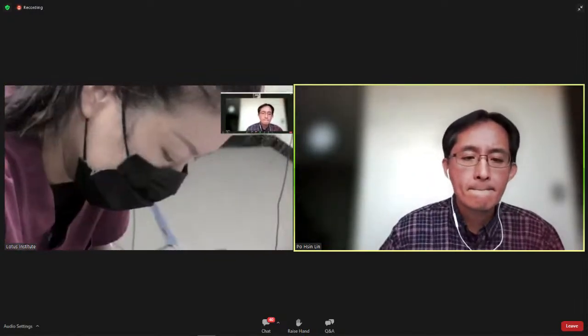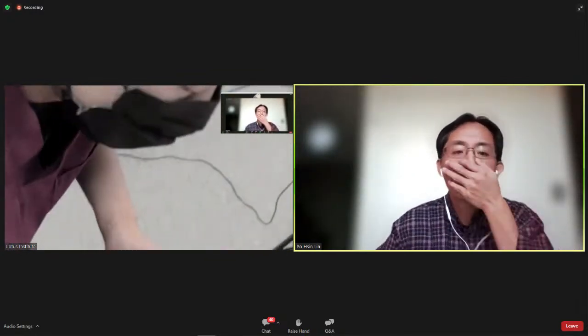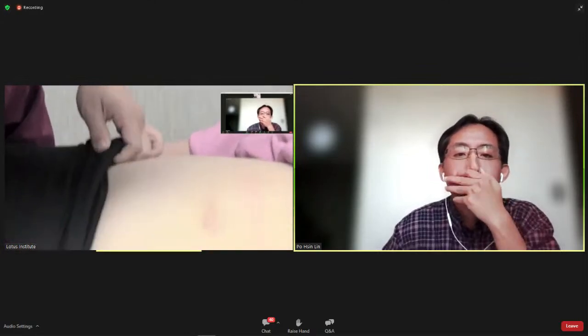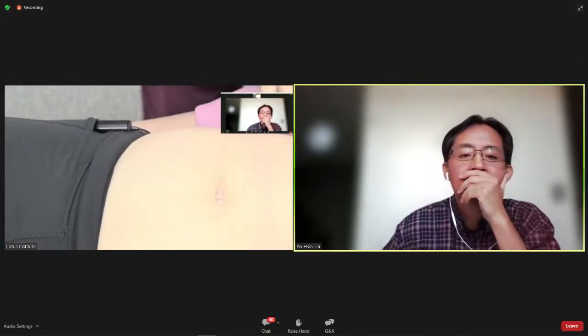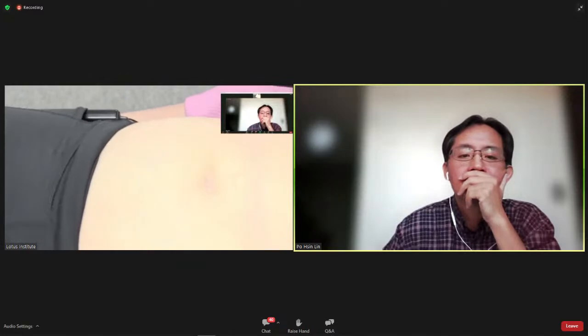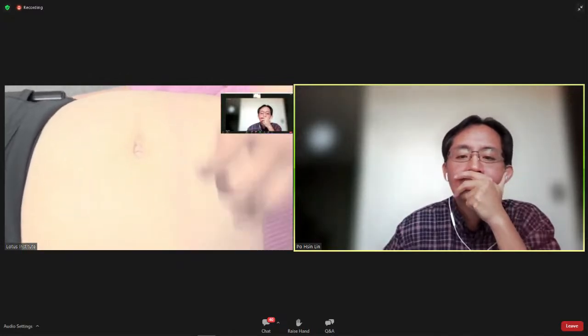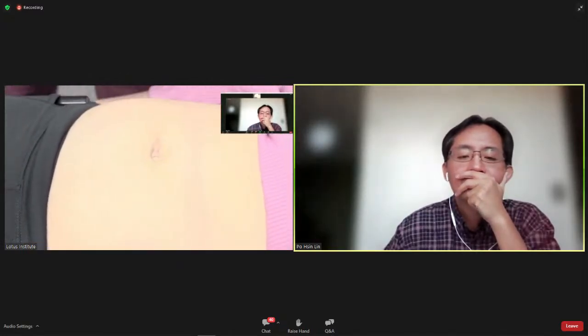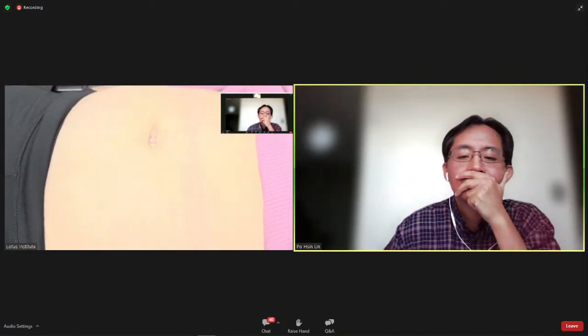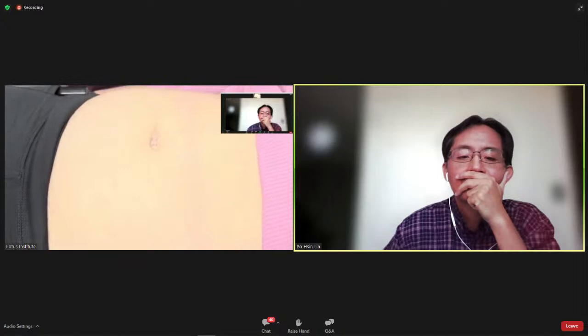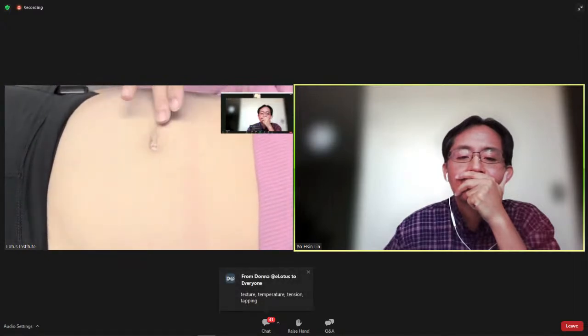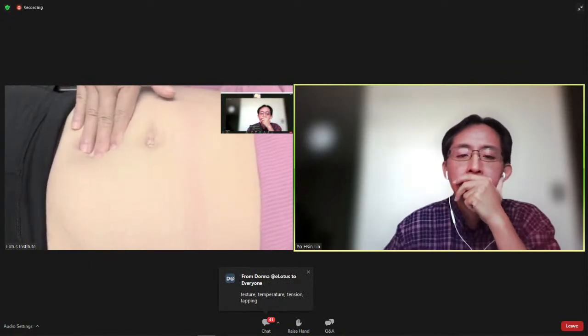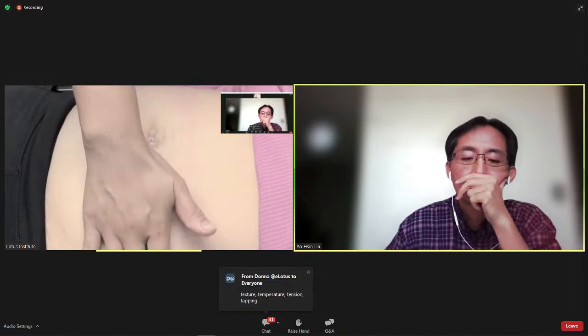I wrote down that when we're doing abdominal palpation, there are 4 T's. So if you guys can write this down too. The 4 T's are texture, temperature, tension, and then finally we're tapping to hear the sound, whether it's hollow or solid inside. So again, the 4 T's: texture, temperature, tension, and tapping. So, Grace, you can go first.